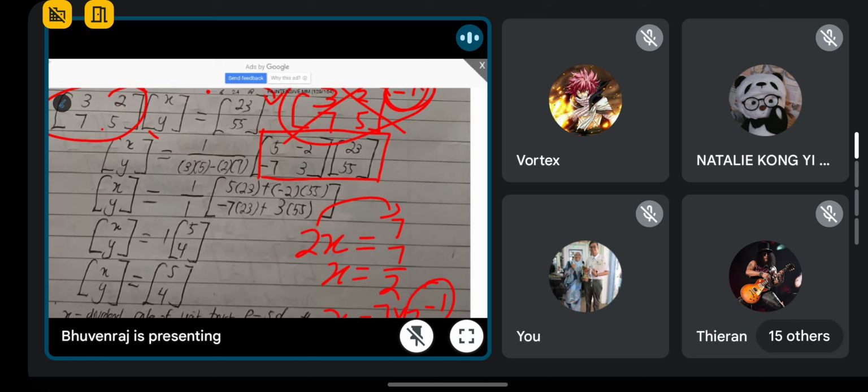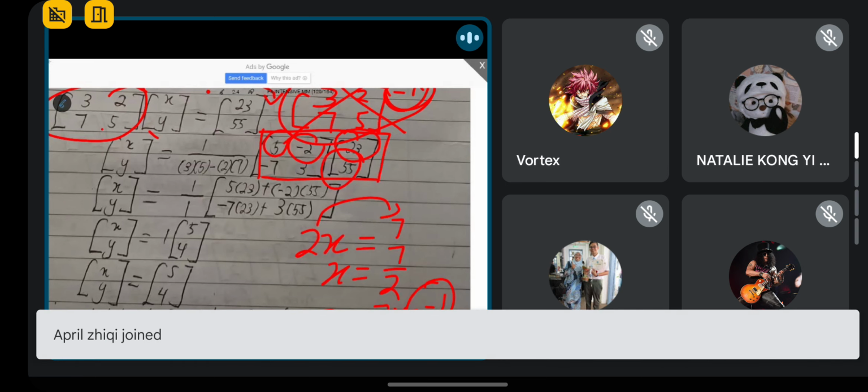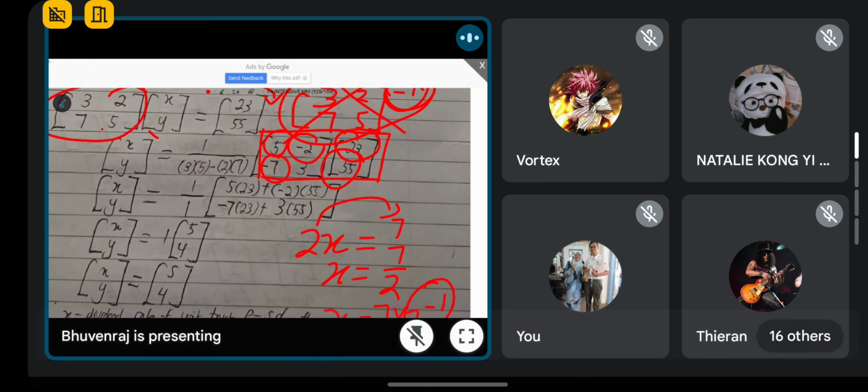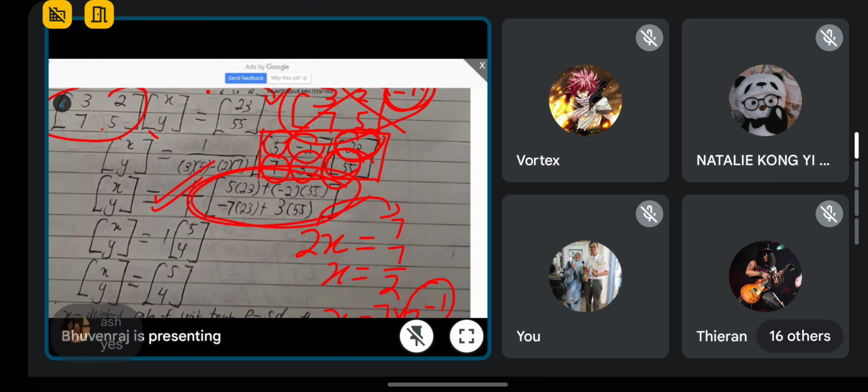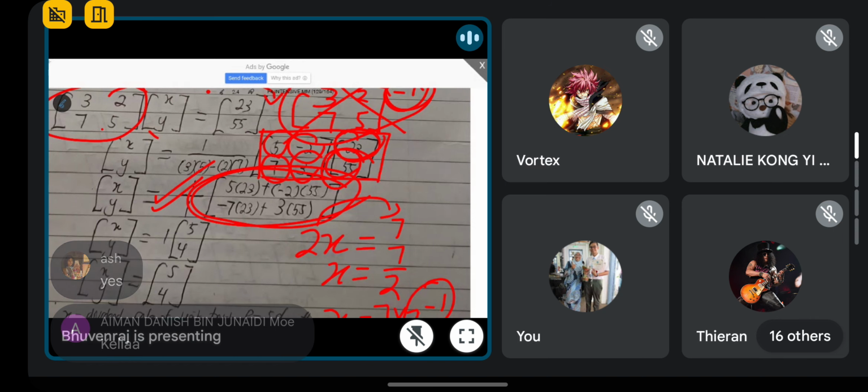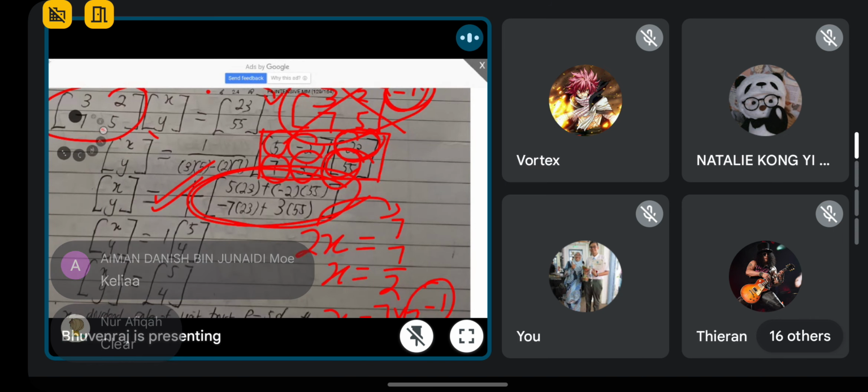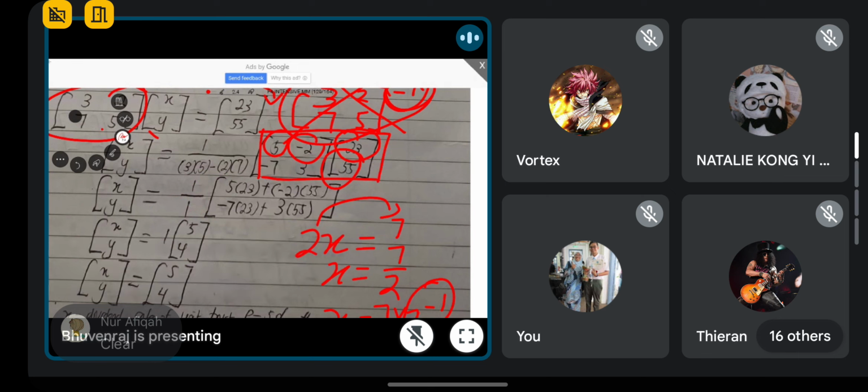Kena tahu pendaraban matrix. So again, 5 times 23 plus -2 times 55. This is the method we use, kaedah dia. And then same, -7 times 23 plus 3 times 55. Okay guys, are you clear on this part? Yang bahagian pendaraban tu, yes or no? Clear? Okay, so this kind of matrix you all should master by now, okay?